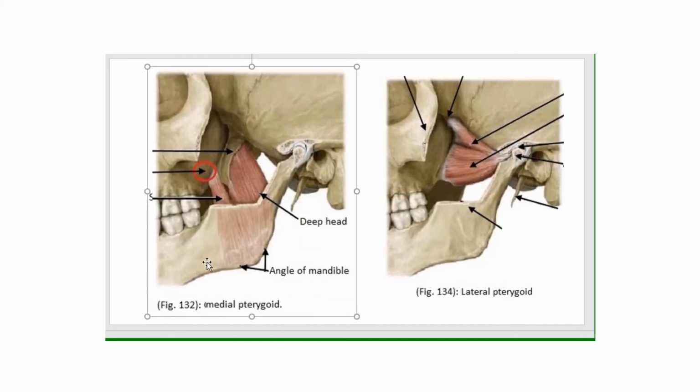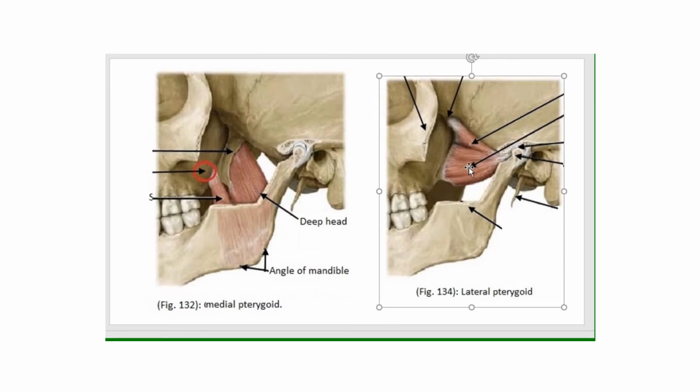Another picture. This is the medial pterygoid muscle. This is the lateral pterygoid plate. The medial pterygoid muscle has a superficial head taking origin from the maxillary tuberosity, and the deep head takes origin from the medial surface of lateral pterygoid plate. This is the lateral pterygoid plate. It is inserted into the inner surface of ramus of the mandible near its angle, corresponding to the insertion of masseter from outside.